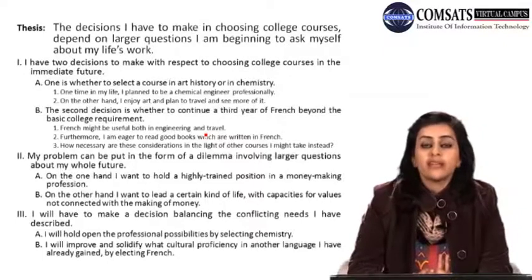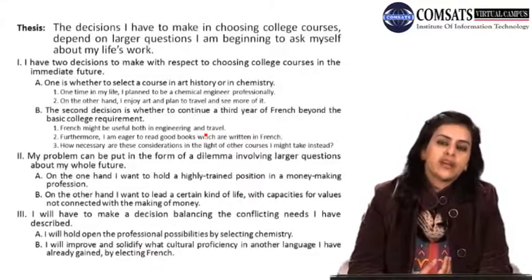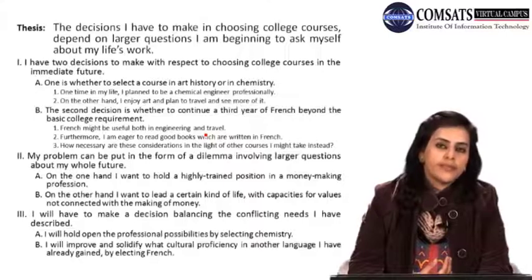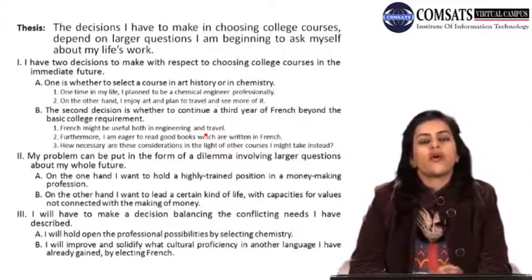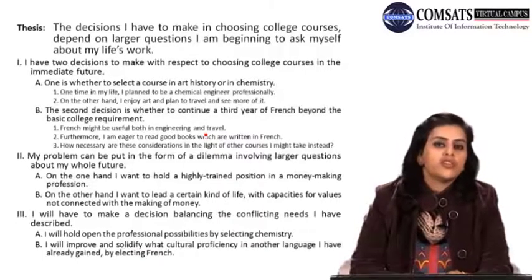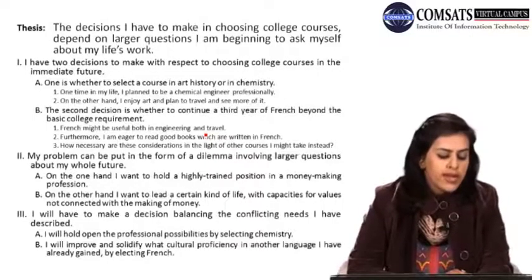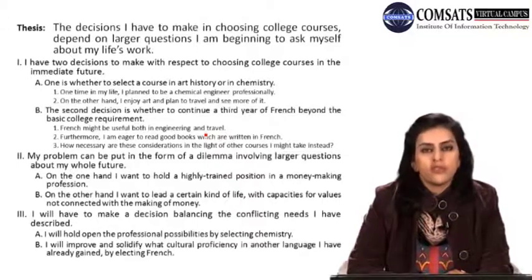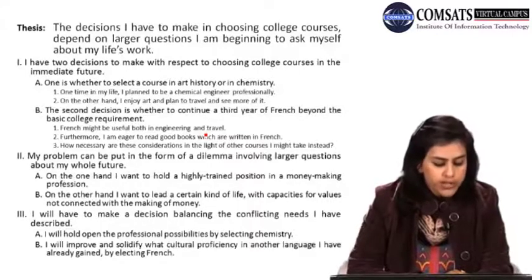The major heading was deciding about taking the courses in the university, whether he has to take art history or chemistry, and a second decision he wants to make is opting for French in his third year. Now that was all about the first paragraph written in Roman number 1, and Roman number 2 talks about the second paragraph that he wants to write, for the decisions before and after college.